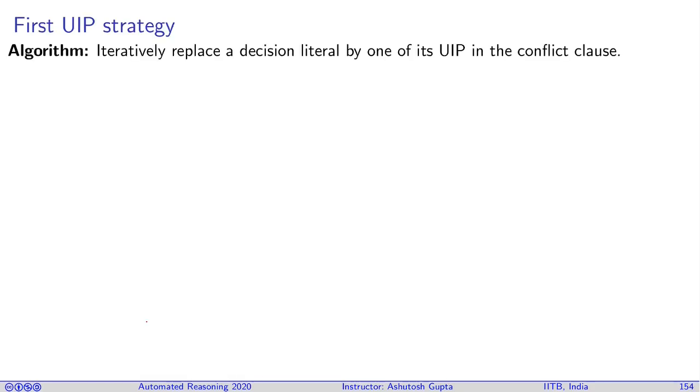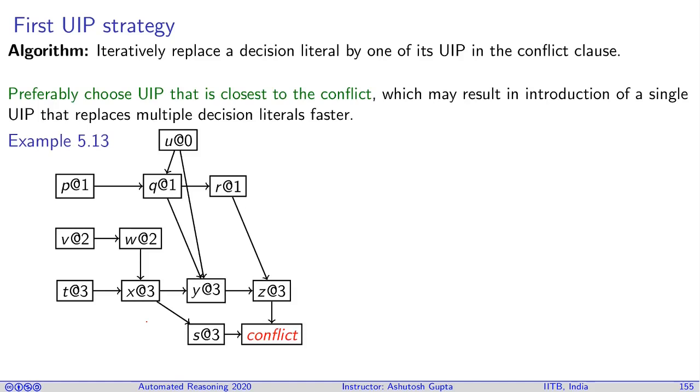Okay, so what is my first UIP strategy? We iteratively replace a decision literal by one of its UIPs in the conflict clause, and preferably choose the UIP that is closest to the conflict. So at every level we saw there were several UIP points. Initially you had the cut, and slowly you move it forward for all the decisions. The cut that you find closest to the conflict will be the cut learned via the first UIP strategy.